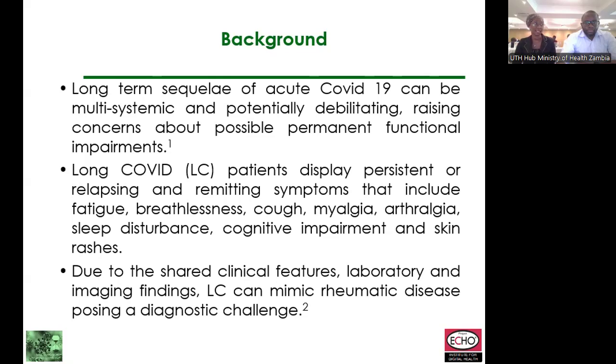And these are the exact same issues that rheumatology has been dealing with in the past. And now we are beginning to see a very similar picture when we look at long COVID. So due to the shared clinical features, and some lab tests which are similar between rheumatology and long COVID, long COVID has a tendency of mimicking a lot of things that we have already been seeing in rheumatology. And so the diagnosis can be a challenge.